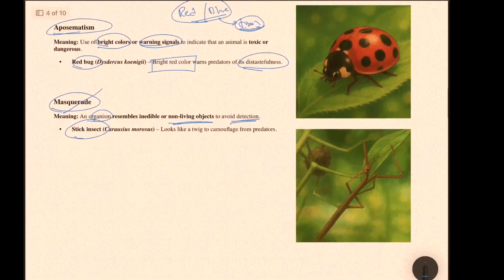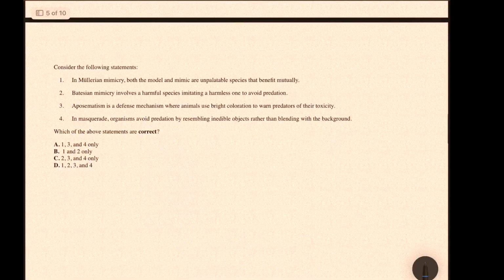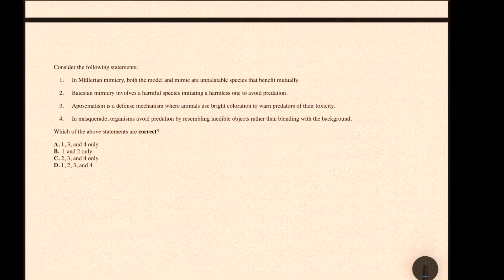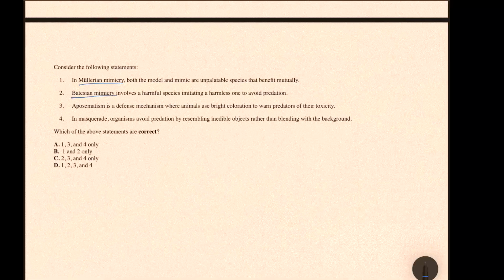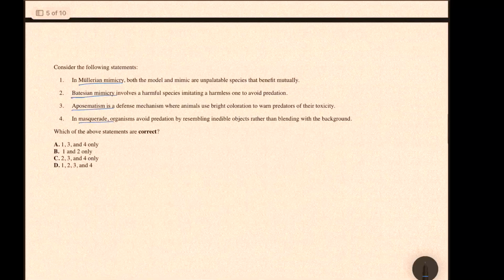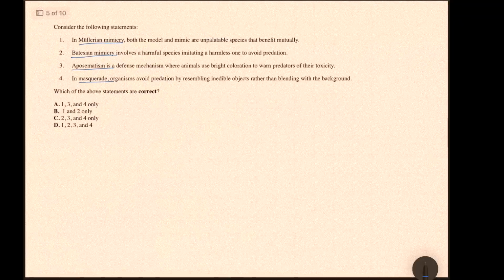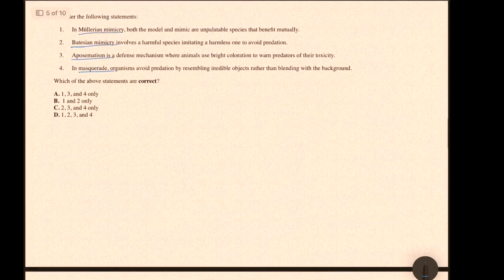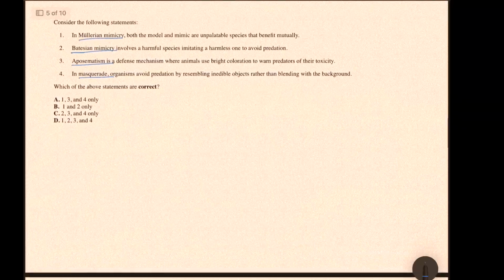And here is an MCQ for practice based on all the concepts: Müllerian mimicry, Batesian mimicry, aposematism, masquerade. Just try to solve the question and post the answer in the comments. With this, the video comes to an end.